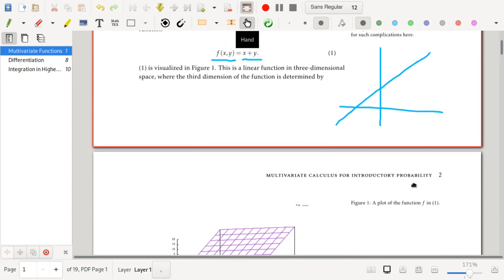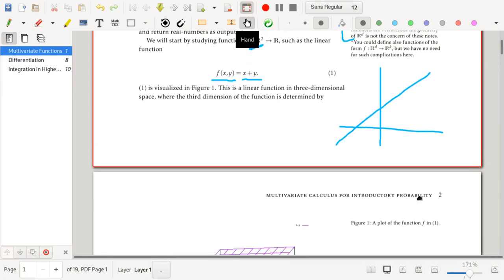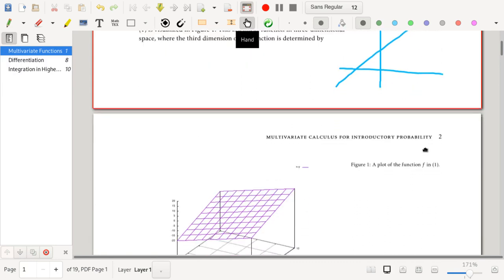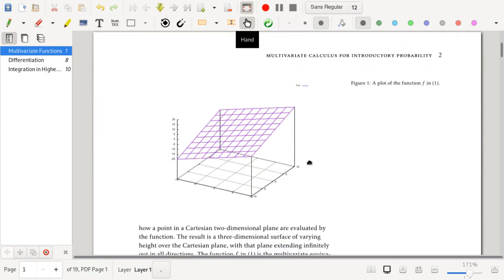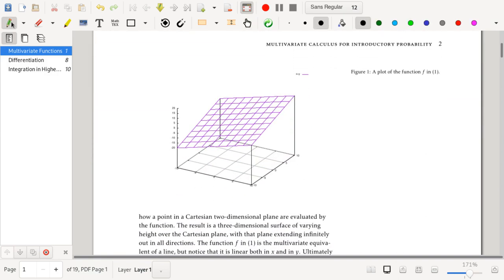So this function right here, x plus y, is a linear function in three-dimensional space. What this function produces is a surface. Right. When we look at this picture, what we see is a surface. Numbers from the x and y coordinates get mapped to a z coordinate.